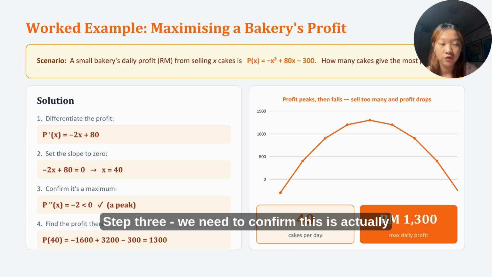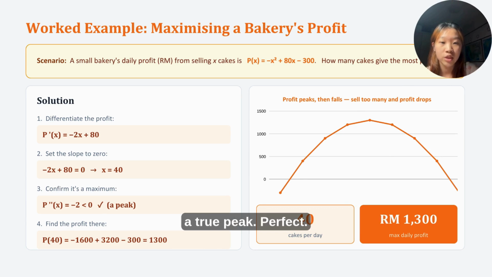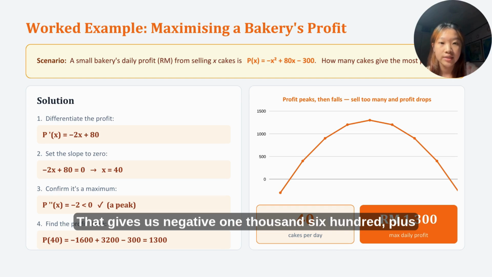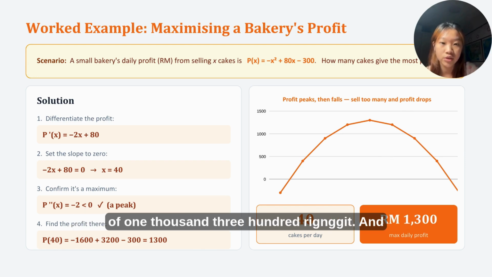Step 3, we need to confirm this is actually a maximum and not a minimum. For that, we look at the second derivative, which is negative 2. Since negative 2 is less than 0, the curve is bending downwards, and that tells us we have found a maximum, a true peak. Perfect. And step 4, we find the actual profit at the point by substituting x equals 14 back into the original equation. That gives us negative 1,600 plus 3,200 minus 300, which all adds up to 1,300. So here is our answer. Selling 14 cakes a day gives the maximum daily profit of 1,300 regions.